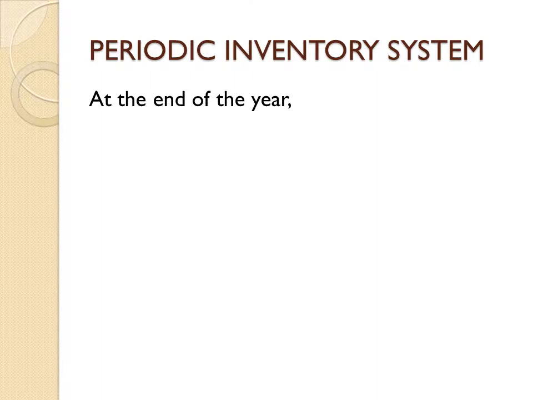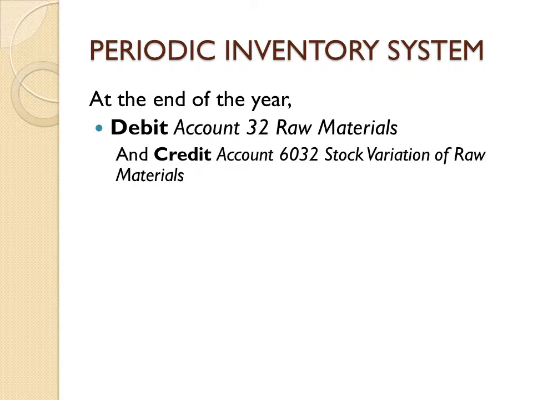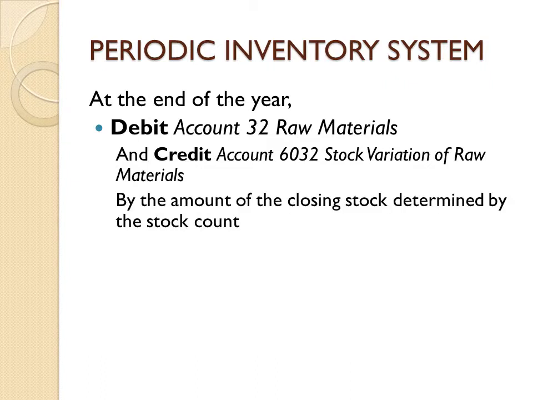Our next step will be to look at the double entry involved in Account 3.2, and we are first going to look at the case where an entity chooses to use the periodic inventory system. So at the end of the year, the entity will debit Account 3.2 raw materials and credit Account 6032 stock variation of raw materials by the amount of the closing stock, which is determined at the end of the year or during the physical stock count.